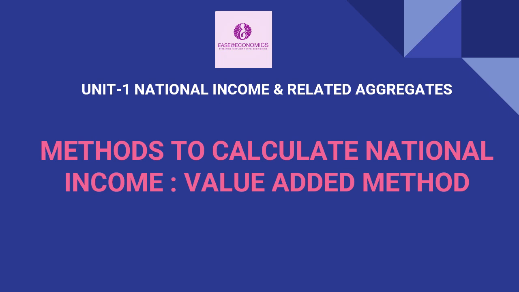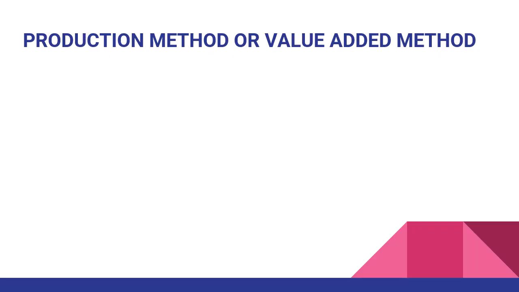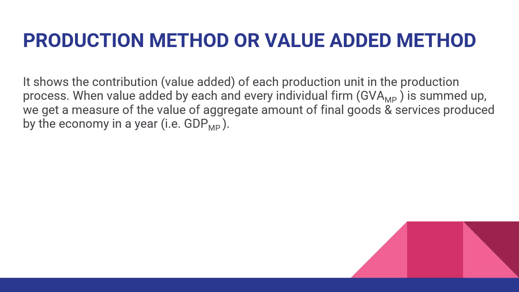Today we are discussing methods to calculate national income. First method, which is value added method. So let's begin. So how do we calculate national income using value added method? First we find out the value added to a product by each production unit at various stages of production.